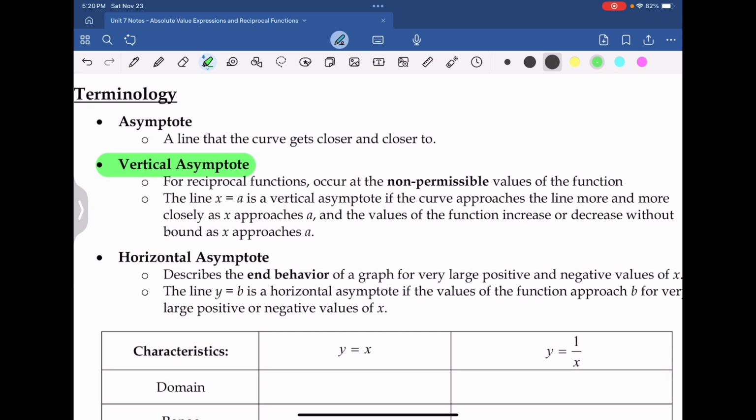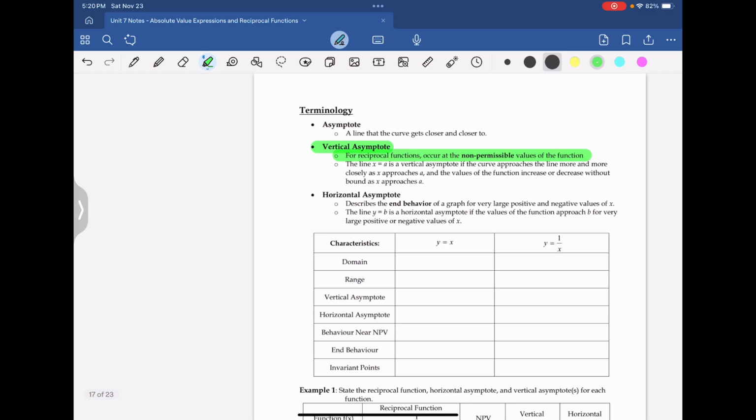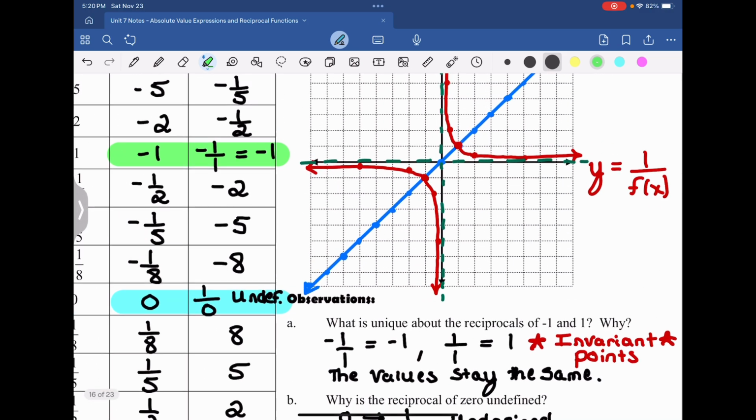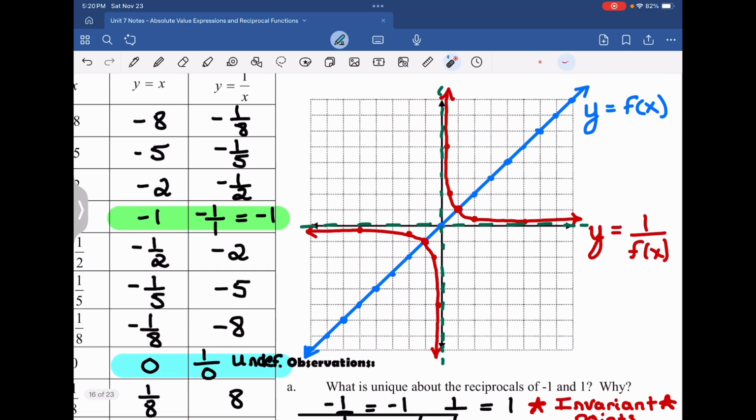A vertical asymptote is an area which occurs at the non-permissible values of the function. So in our previous example, our non-permissible value was x equals 0. If we flip back, let's annotate that on our graph here. The vertical asymptote, the one that was up and down that we could not cross if we were the red line, was x equals 0.